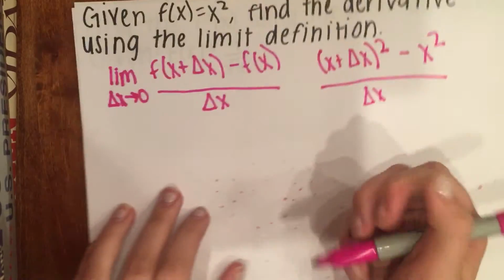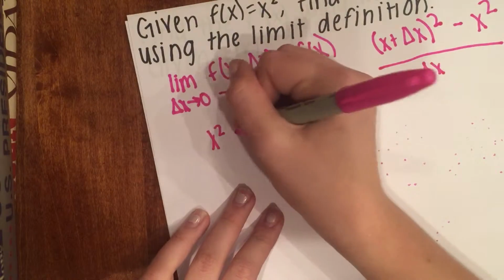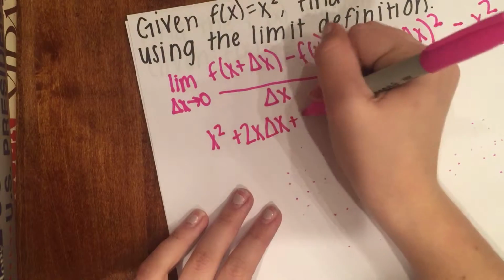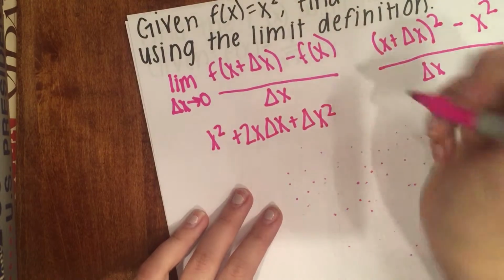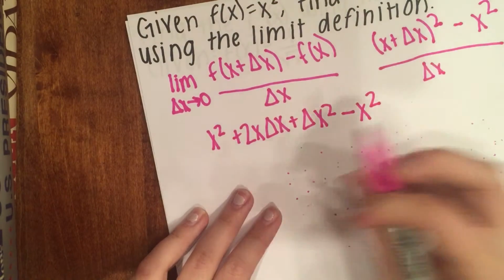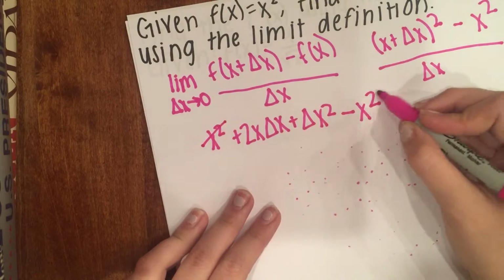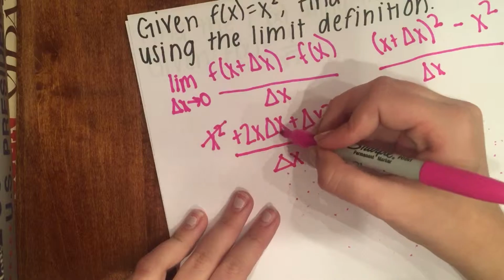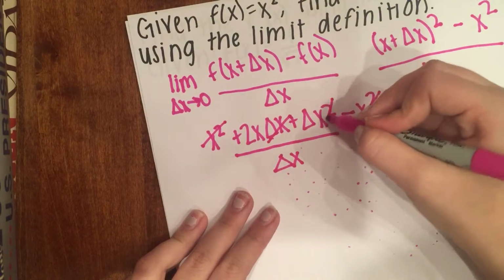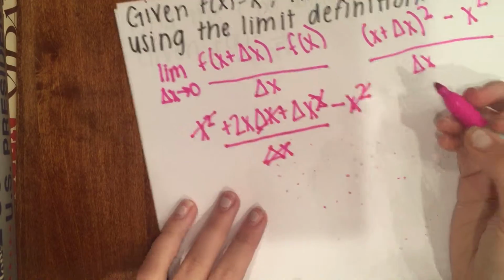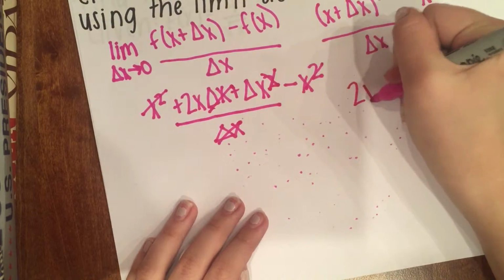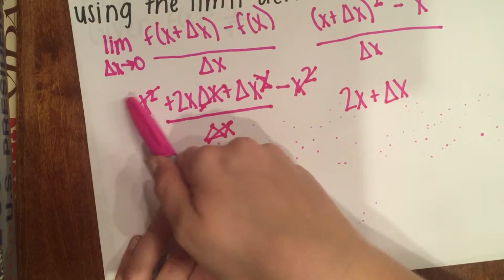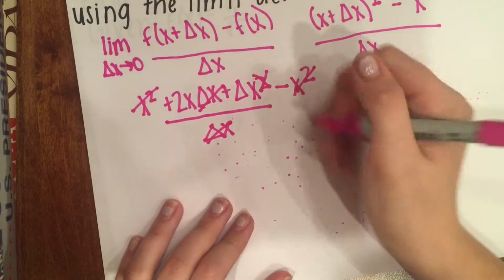First, I can rewrite this as x squared plus 2x delta x plus delta x squared. Then I have to subtract x squared, so these two cancel, and then divide by delta x. Now there's a delta x there that cancels, and one delta x there that cancels. So I end up with 2x plus delta x, but I'm not done yet because I haven't taken the limit as delta x approaches 0 yet, so I'm going to do that now.